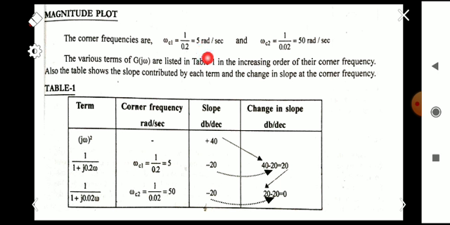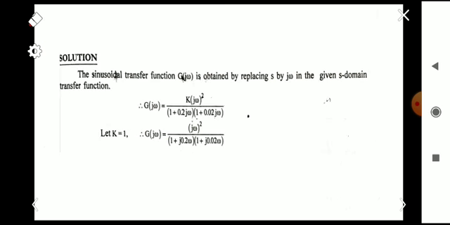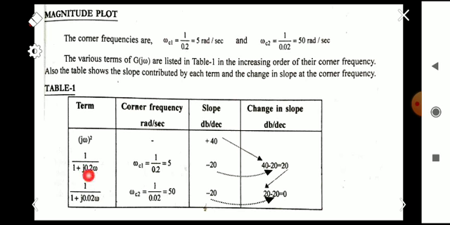So we have to first write the term which has the corner frequency as 5 radian per second. So it is this 1 by 1 plus j 0.2 omega. We just write the term, and the third term is 1 by 1 plus j 0.02 omega. Its corner frequency is 50, so it is in increasing order of corner frequency. And after that we have to write the slope.